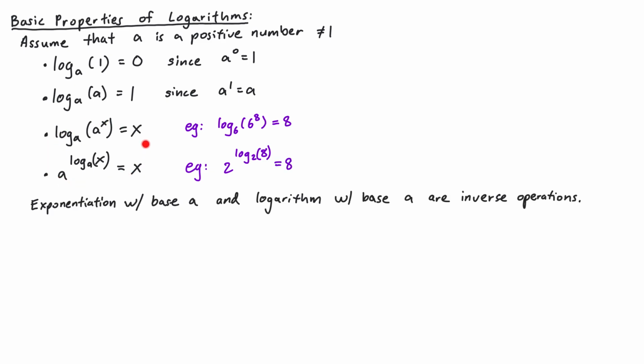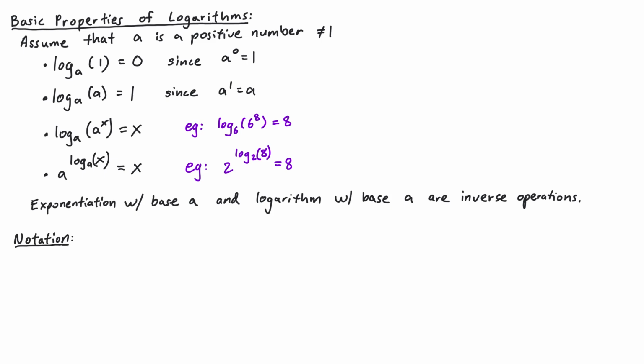So again, our last two properties tell us that exponentiation with base a and logarithm with base a are inverse operations. These operations will undo each other. It's kind of like how addition and subtraction are inverse operations, or multiplication and division are inverse operations, or the operations of cubing and taking the cube root. Those are inverse operations. This concept will be important for us when we try to solve equations involving exponentials and logarithms.